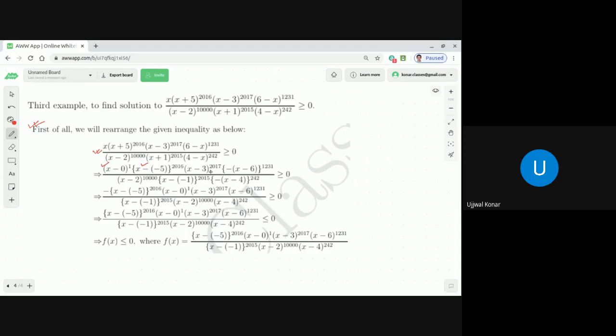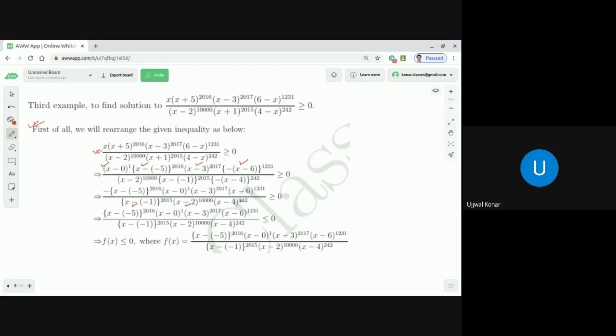Then x minus 3 power 2017, that I wrote as it is. Next term is 6 minus x power 1231, that I wrote as minus of x minus 6 power 1231. Correct, dear students? And the denominator is x plus 1 power 2015, that I wrote as x minus of minus 1 power 2015. Then x minus 2 power 10,000 as it is.